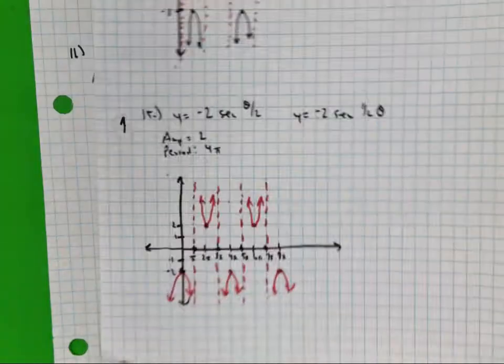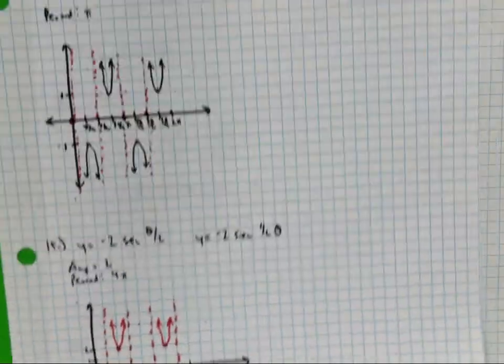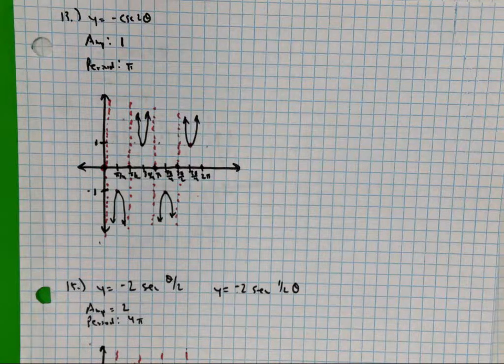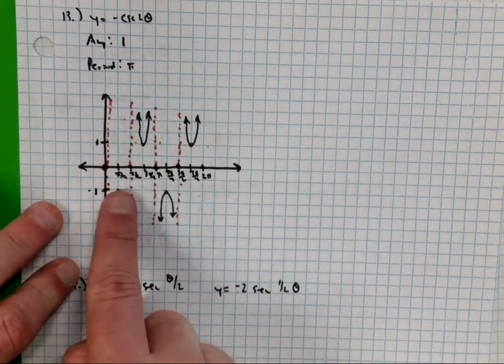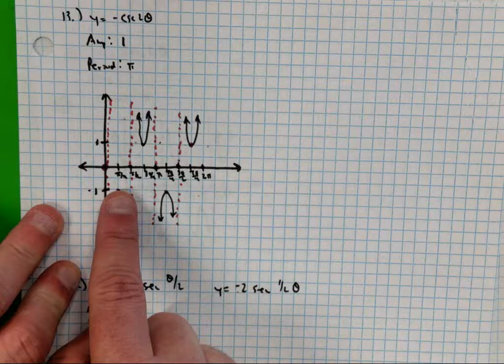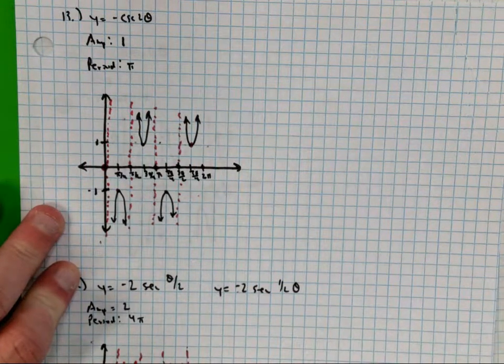Alright, number 13, negative cosecant. You need to remember that negative, okay? Cosecant is related to sine. Your amp is 1, your period is pi. So instead of going up here, you got to start down here because that's negative. Are there any questions on 9, 11, or 13?